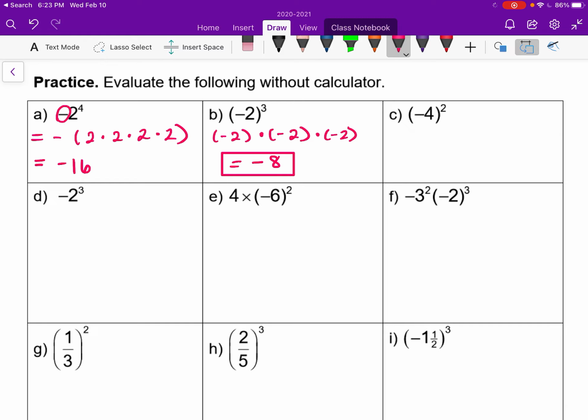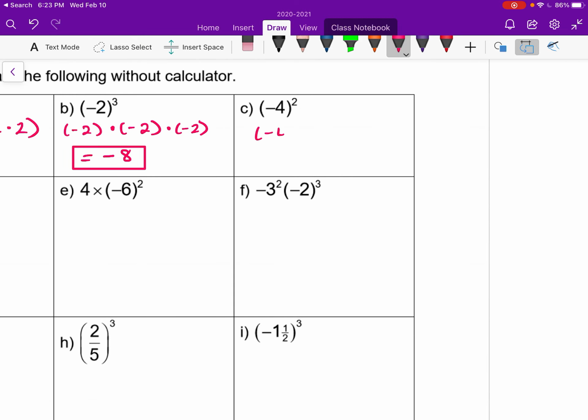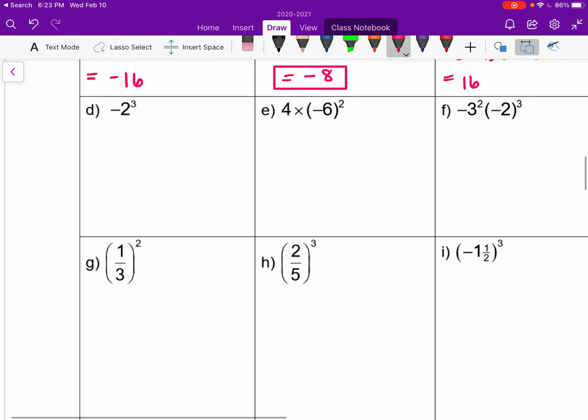And that's my answer. Now I have negative 4 times negative 4 because it's negative 4 as a base to the power of 2. Negative 4 times negative 4 is just positive 16. Right? Here I have negative 1 on the outside multiplied by 2 times 2 times 2 because it's not in a bracket, so the 2 is the base, not the negative 2. Right? So then I have negative 1 times 2 is just negative 2, times 2 is negative 4, sorry. And then negative 4 times 2 is negative 8. So I'm left with negative 8.